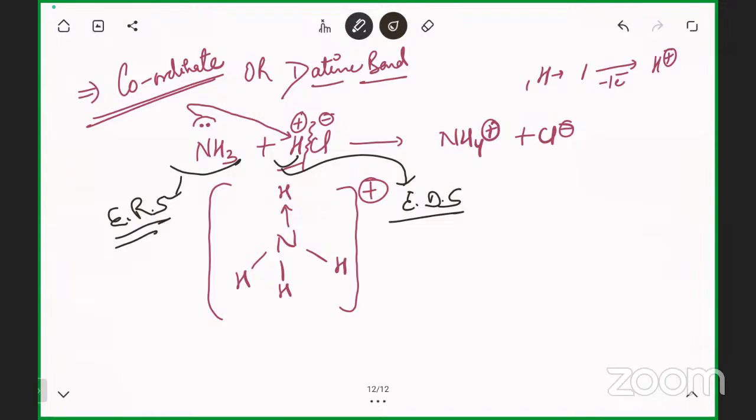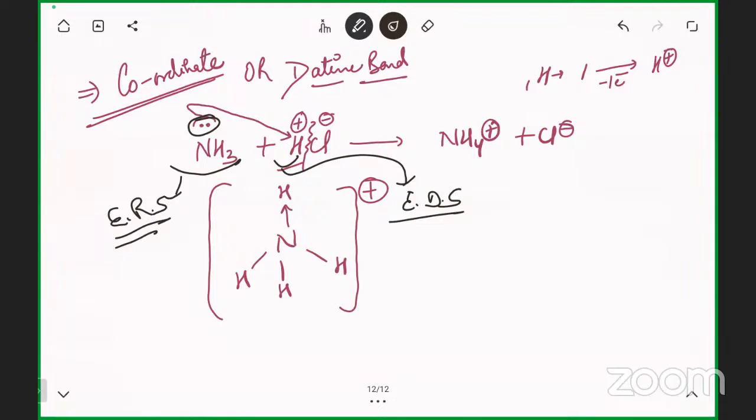Why is ammonia electron rich? Because it has the lone pair. Okay, and why is hydrogen electron deficient? It has no electrons. It has no electron, so this particular species is an electron deficient species.